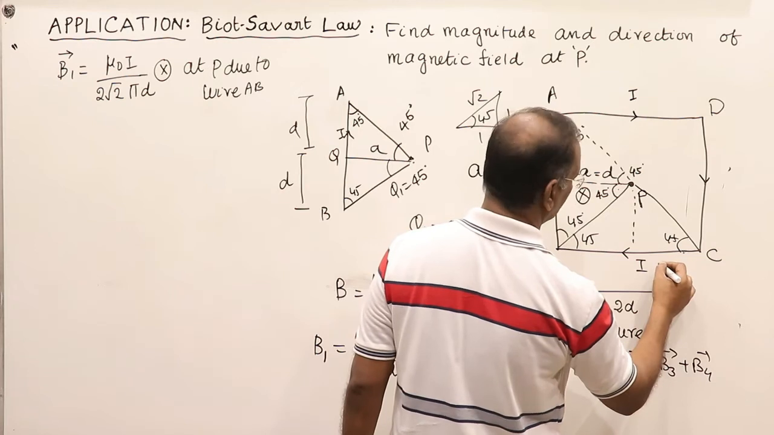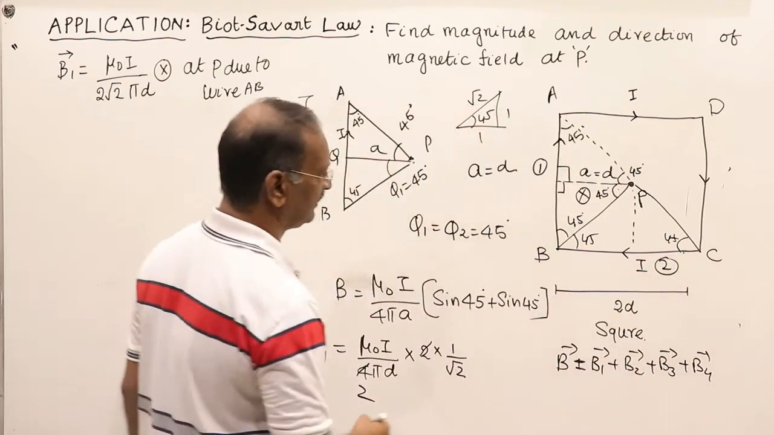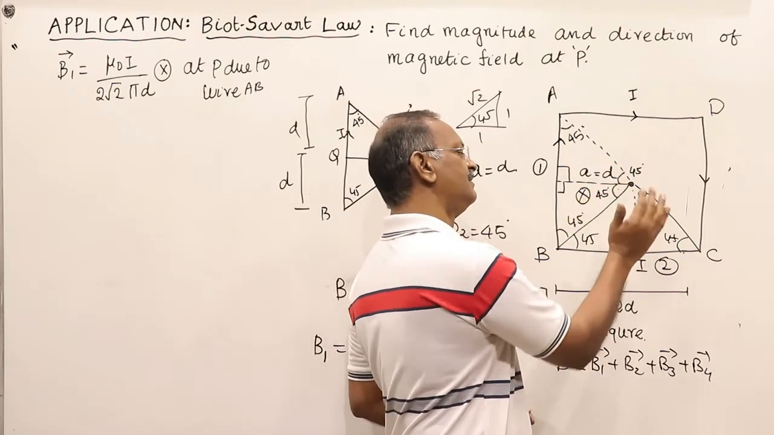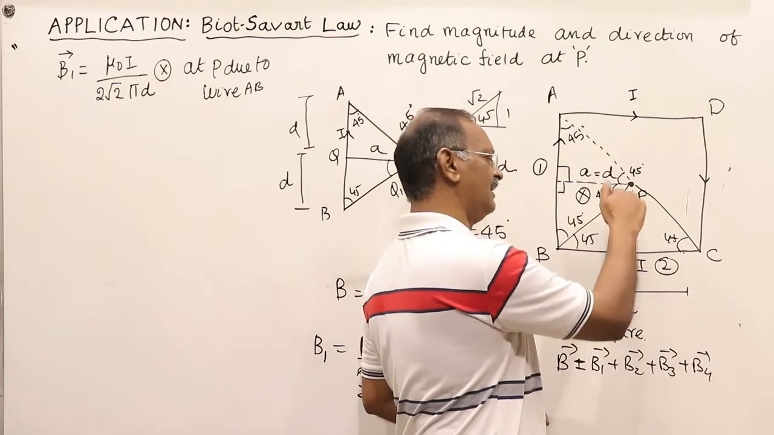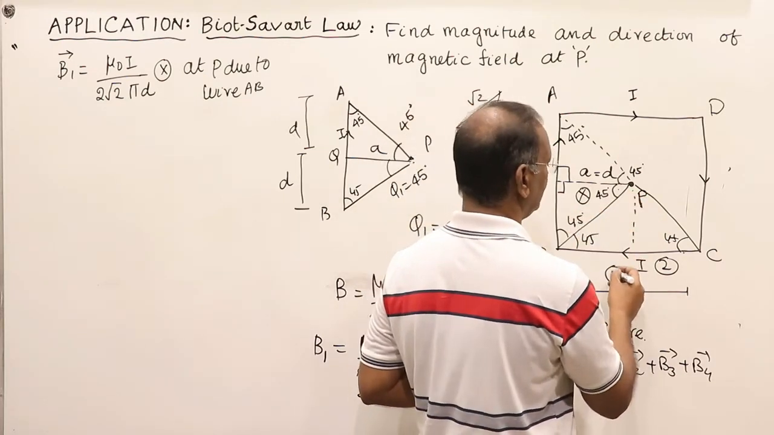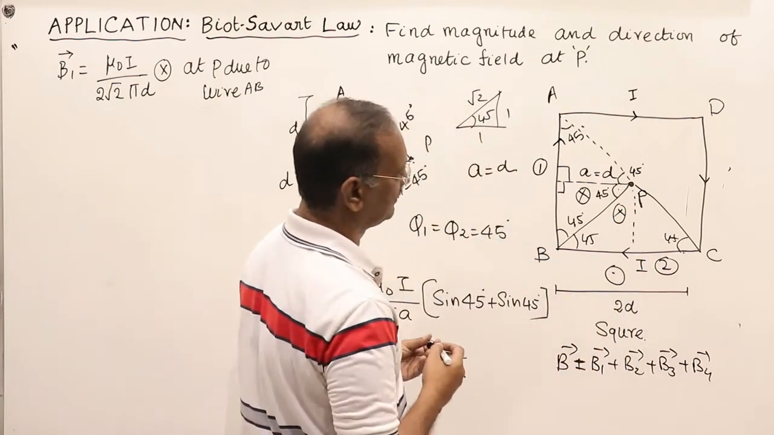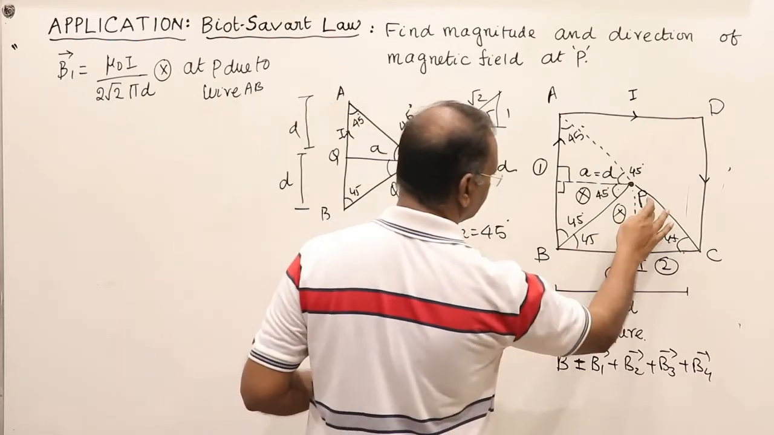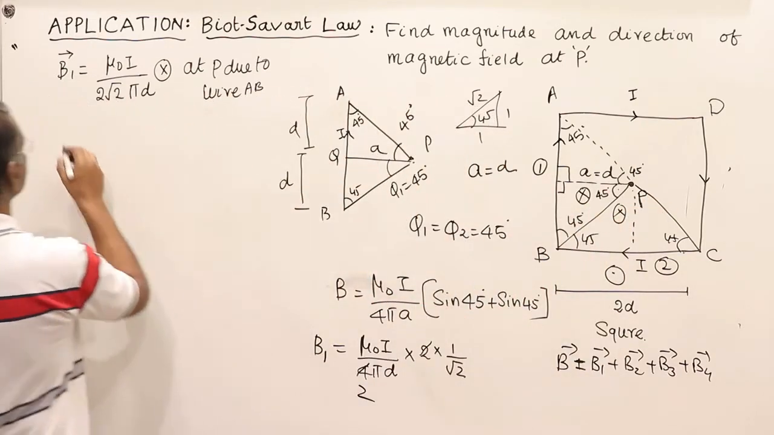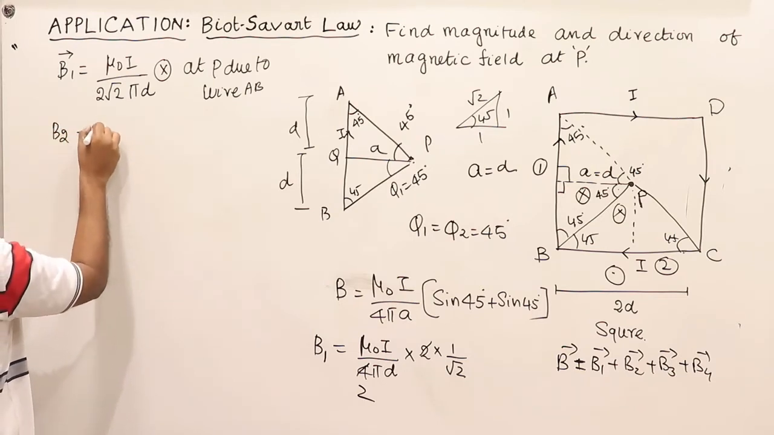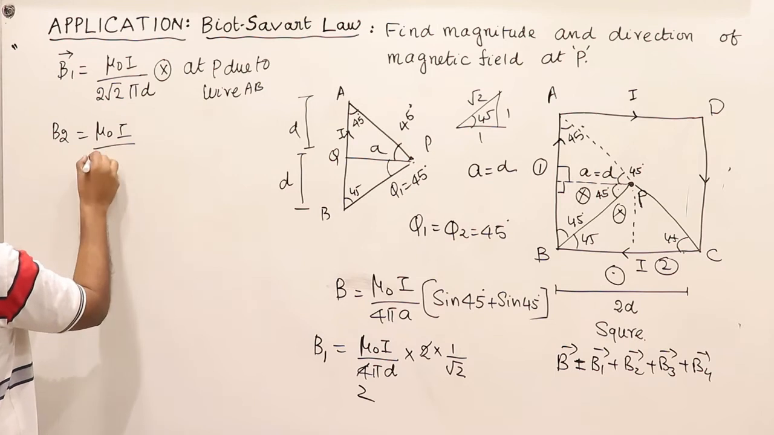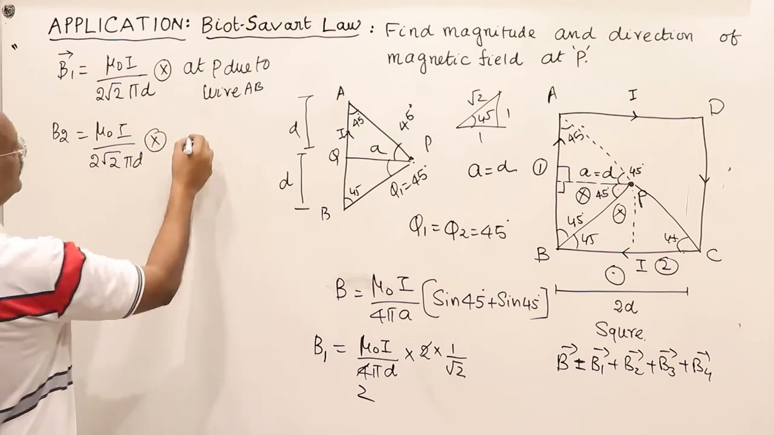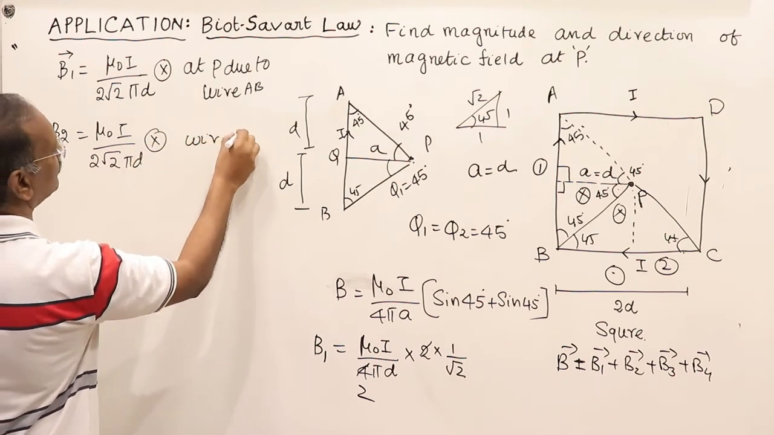So this is segment wire BC, that is B2, and the current is flowing like this. We will grip like this, thumb this way. It means at this point, this line, it is going this way. Here it is coming out, here it is in. The magnitude for this wire will also be the same as this one. At this point, it is inside. And B2 is equal to mu naught I by 2 root 2 pi d. Here also same B, due to wire BC.